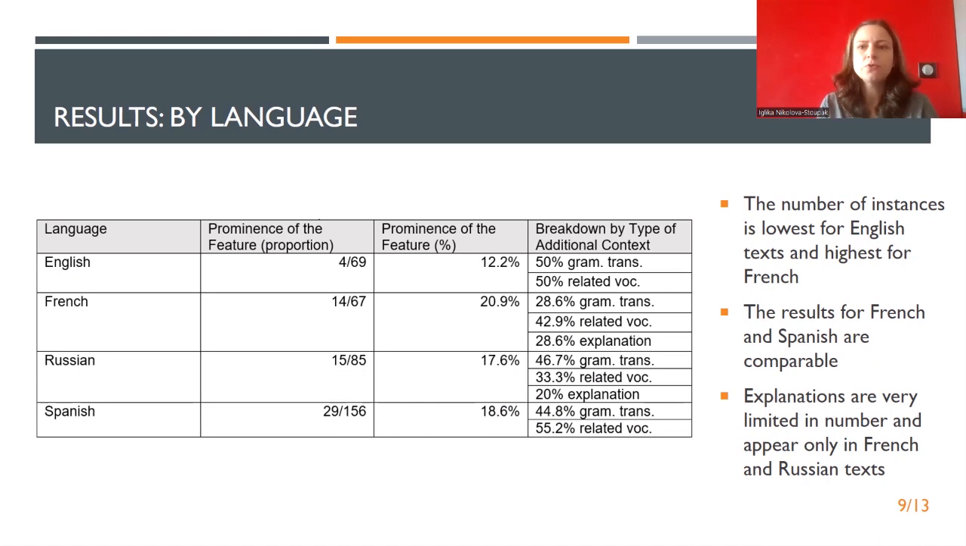Then I have composed tables in order to analyze the results by language and then by reader group. First of all, when it comes to language, we can see that the number of instances of the feature is lowest in English and highest in French. And also the fact that results are comparable in terms of the percentage of prominence of the feature in French and in Spanish speaks of there being tendencies in relation to languages, as these two languages are the most similar ones. They're both Romance languages. They come from the same language family. And then explanations, once again, very limited in number and appear only in French and Russian texts. So maybe it has something to do with freer interpretation of the original.